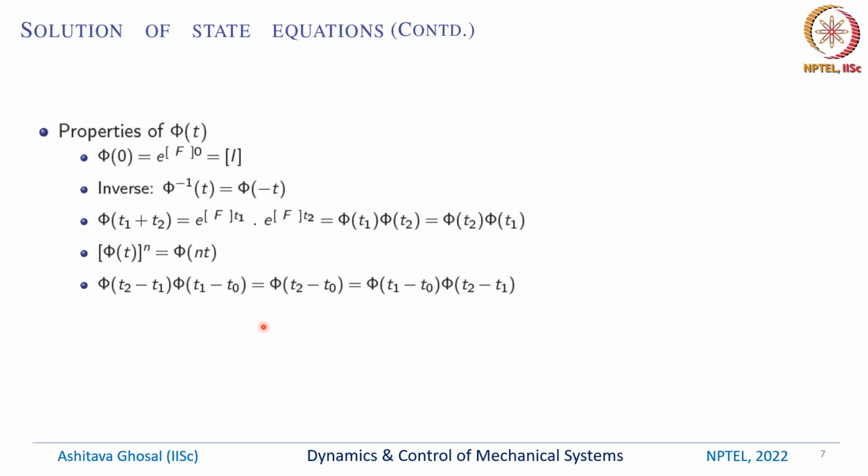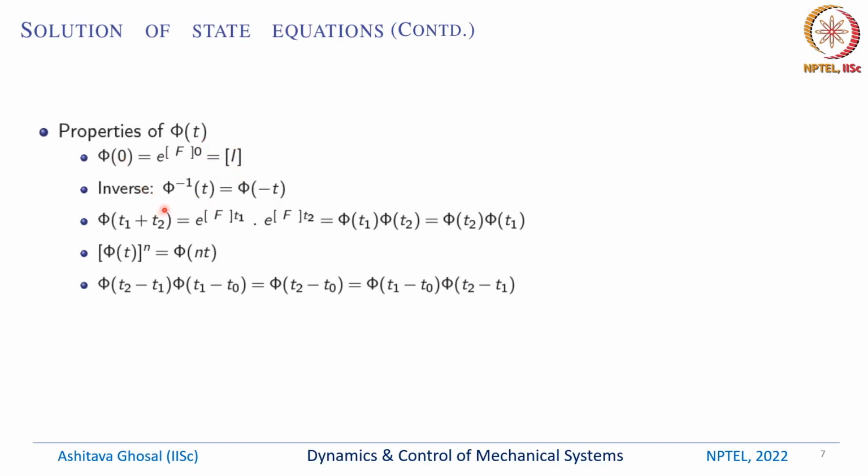So before we see how we obtain this e to the power Ft, just quickly let's see some of the properties of this matrix e to the power Ft, which I am also going to call phi of t. Okay, so first thing is phi of 0 is nothing but e to the power F into 0. So t equals 0.